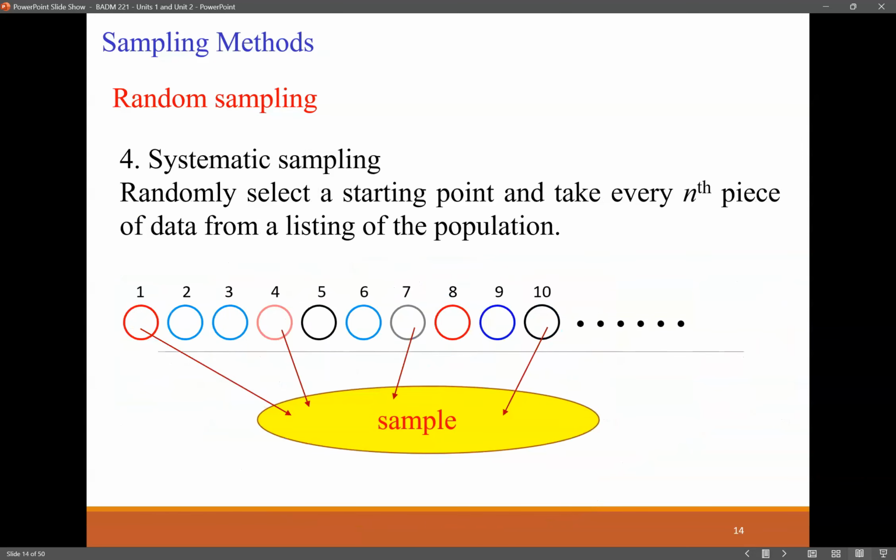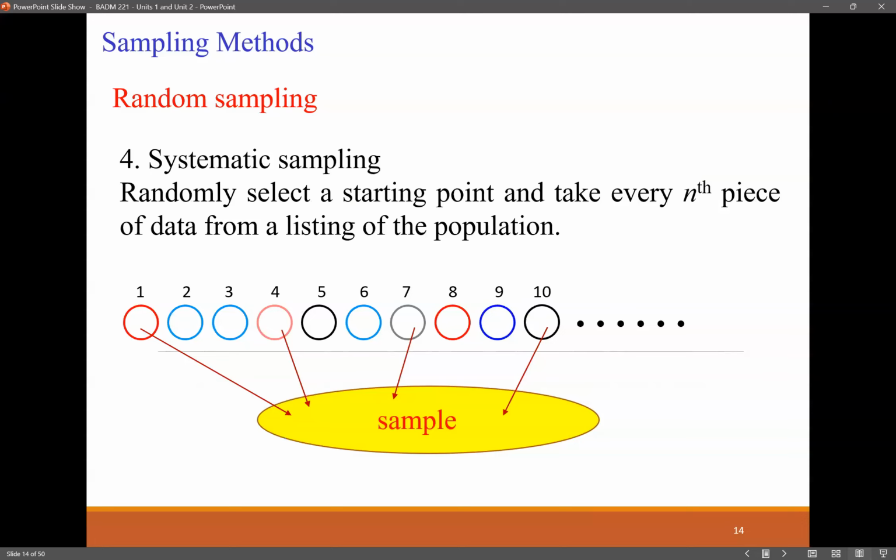Systematic sampling. You make a queue or a line of the balls, assign numbers to each ball, and say that every third data point should come under the sample, right? So if you start with the first, then the fourth one will be considered, then the seventh, and then the 10th. Every nth piece of the data will be selected as a sample.